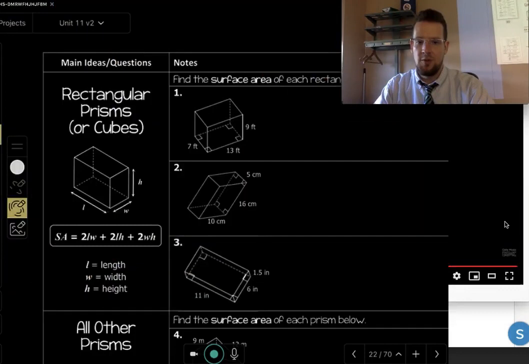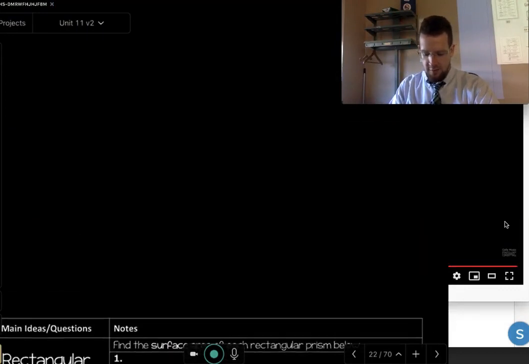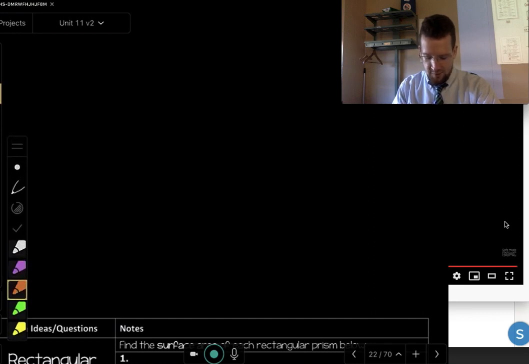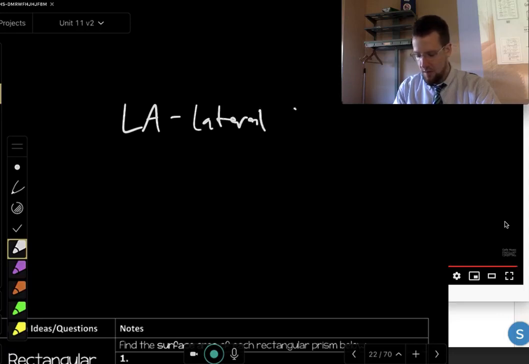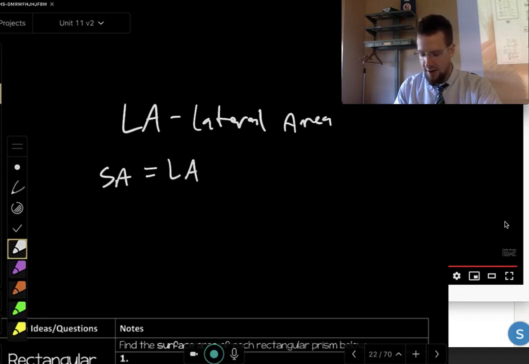Before we get started, I just want to point out that for the surface area of these solids, we have what's called the LA, the lateral area, my bad, lateral area. And the surface area is always the lateral area plus the area of the base, like capital B.